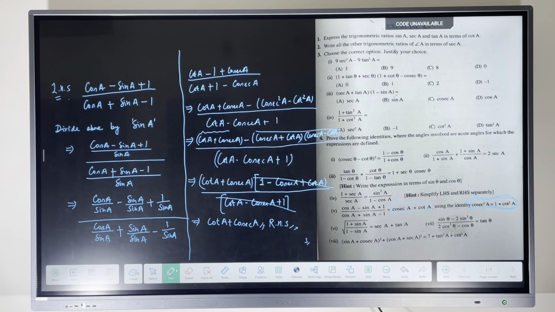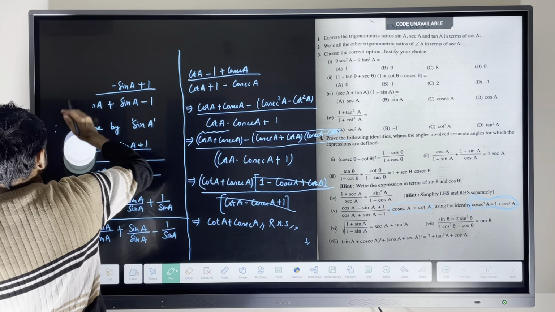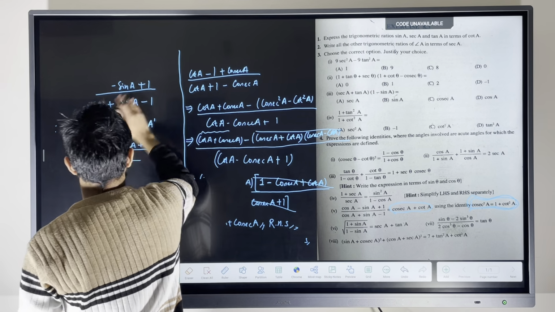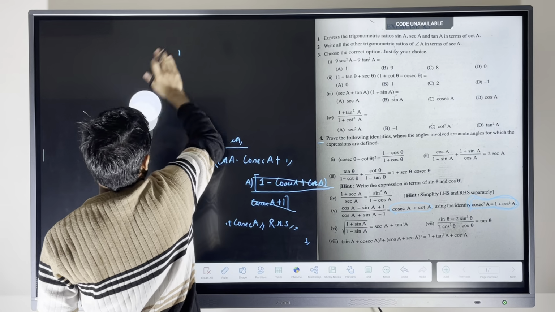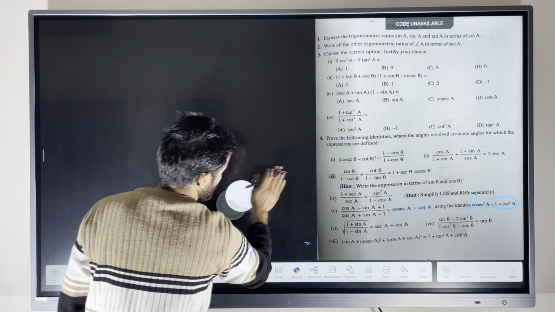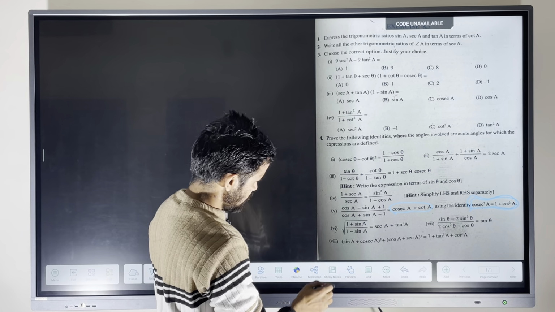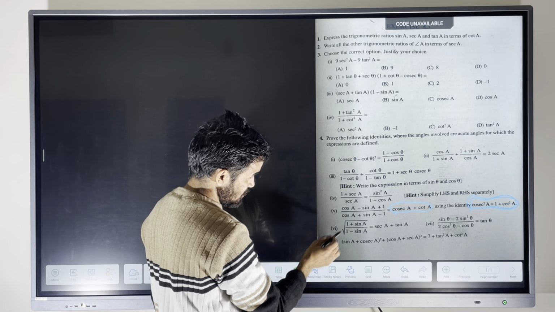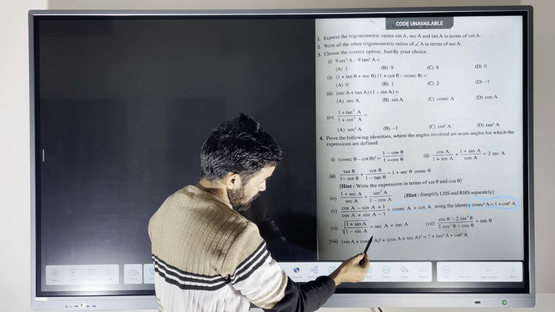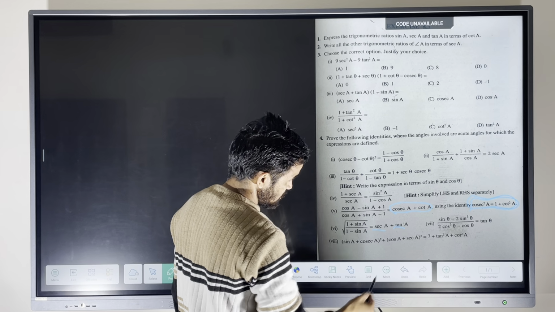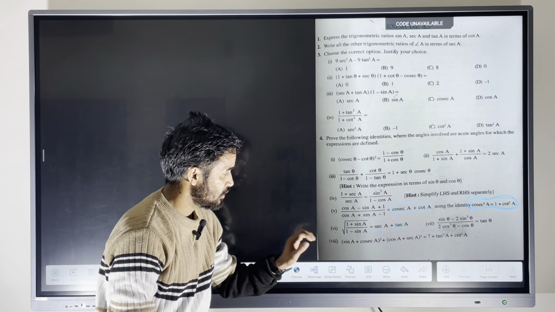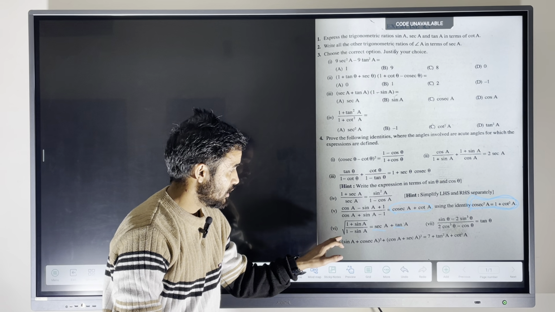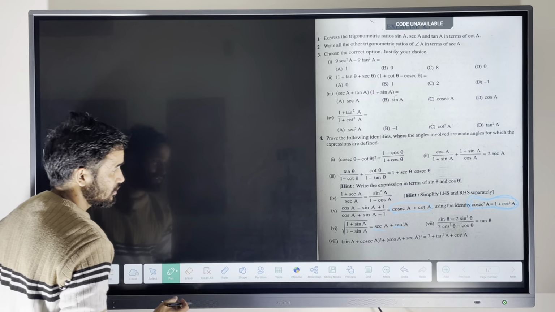Now we will move forward because I am getting late. The next question is very simple. In such questions, here we have 1 plus sin, 1 minus sin, and this is under a square root. We need to change it into sec A plus tan A. So first we need to solve this square root, so we need to rationalize it.